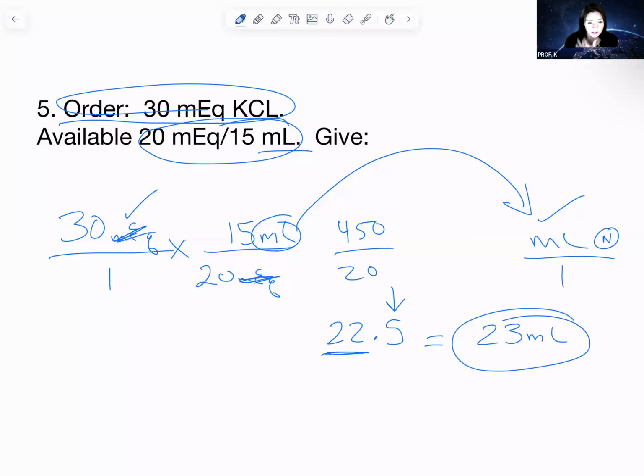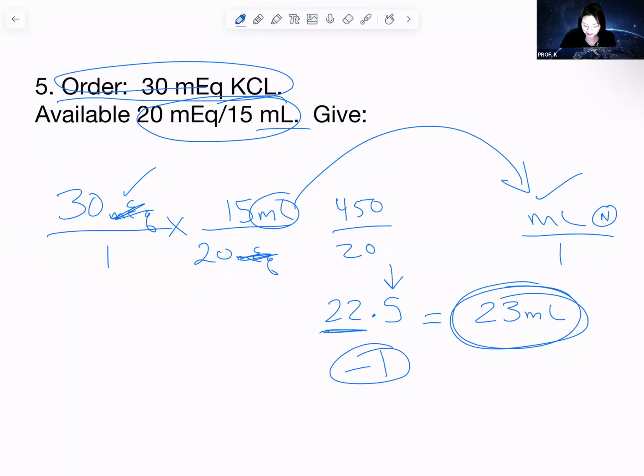Now, if you're getting all flustered during your exam and you leave 22.5, it is only a 1 point deduction. I take the 1 point hit instead of a 5 point hit any day of the week, but just thinking strategically. All right, so 23 milliliters of probably potassium chloride the patient will get, and it tastes disgusting, and they'll complain. But we're going to give it. We're going to support them.